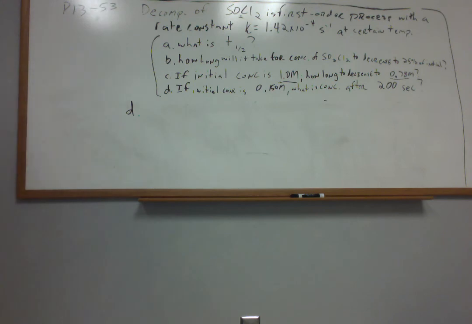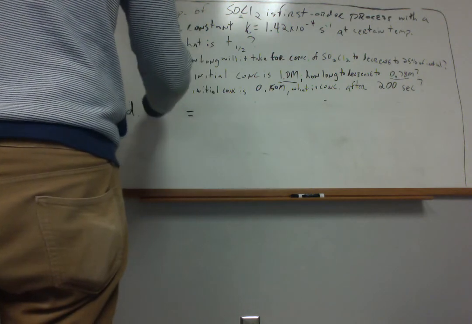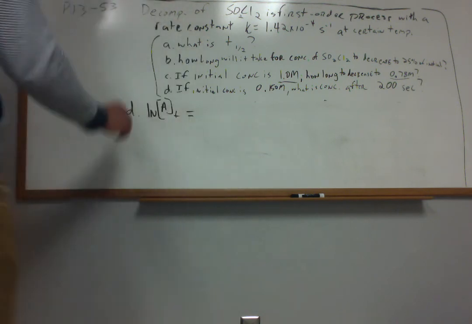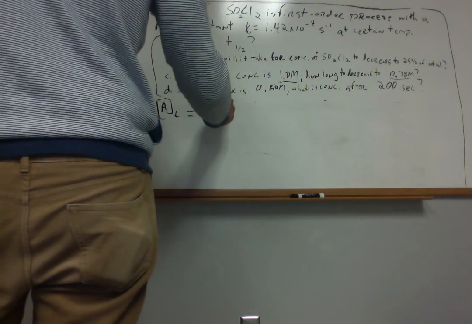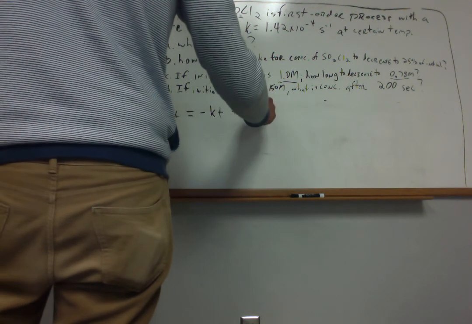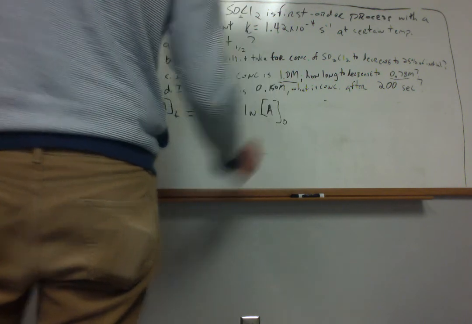So what does part D ask us about? It says if the initial concentration's 0.15 moles per liter, what concentration is left after 200 seconds of letting the reaction proceed, okay? Well, again, we're going to go back to the form of our integrated rate law. It says that the natural log of the concentration of the reacting substance at some t is equal to minus kT plus the natural log of the concentration of that substance at time equals 0.